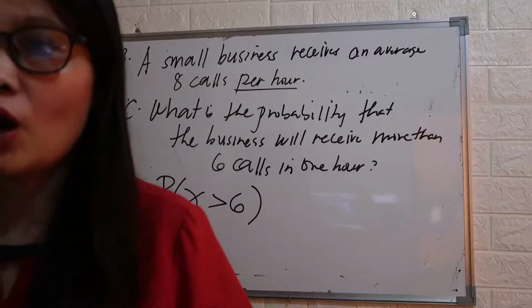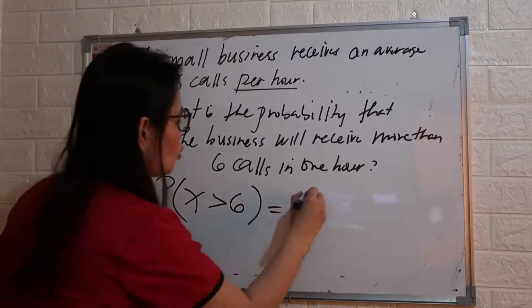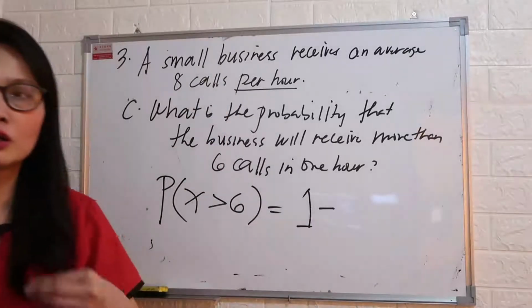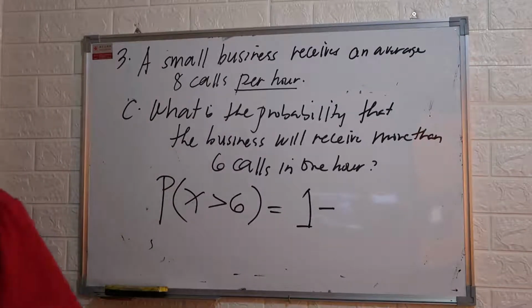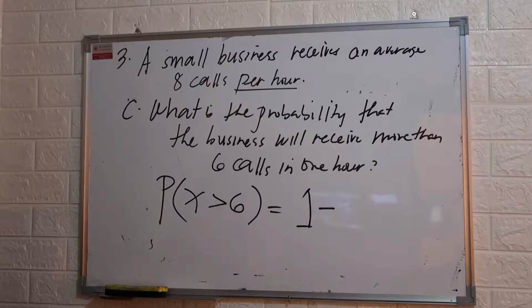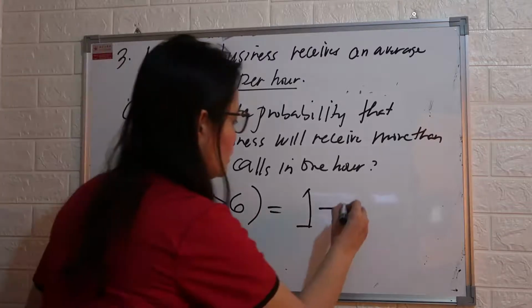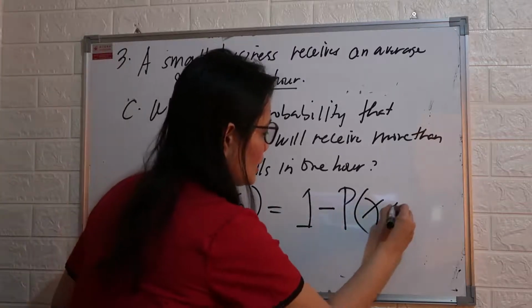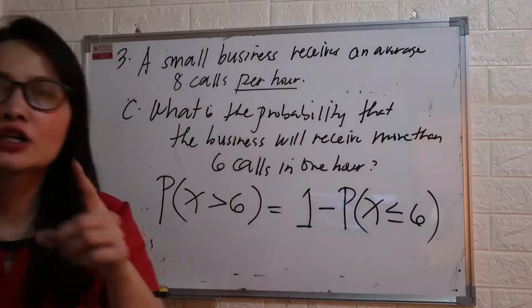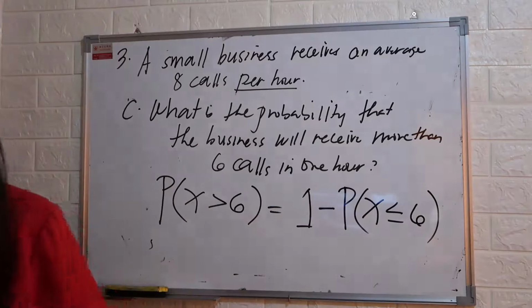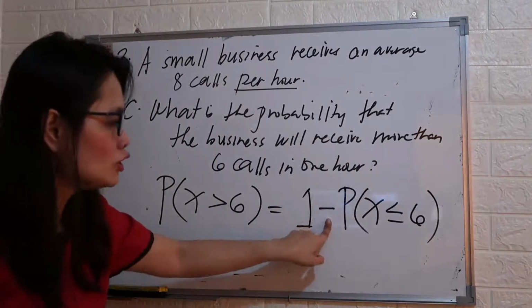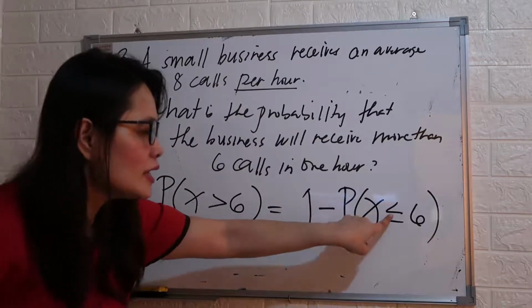Yung at most 5 po. Okay. So we need to subtract it by 1 minus what? Minus the probability x is less than or equal to 6. Why is it? Bakit? 1 minus the probability that x is less than or equal to 6.